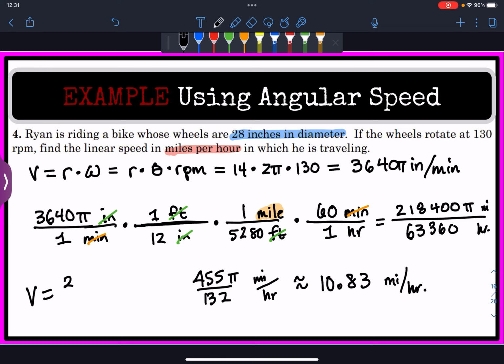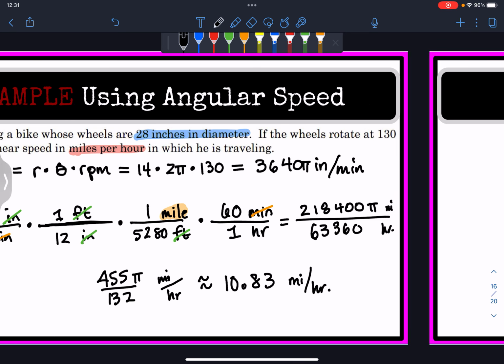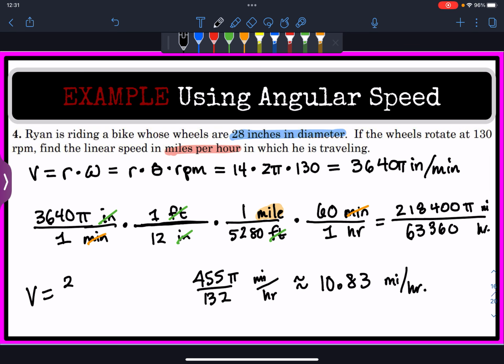And there you have it. Okay. All right. So that concludes the examples on this lesson on finding linear speed, angular speed, arc area, and the arc length.